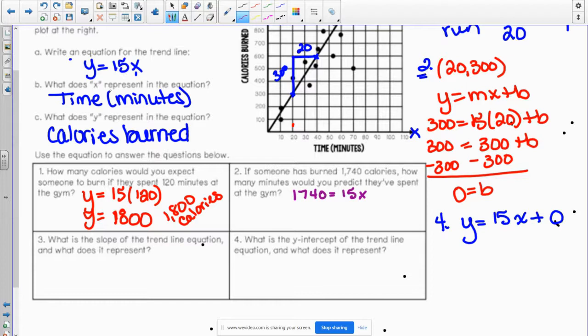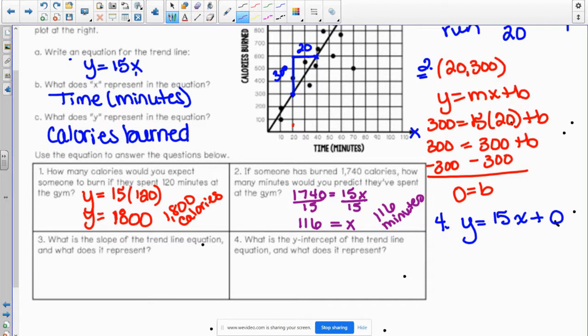So I don't know my x, which is the time. So it's an easy one-step equation here, divide by 15. So x is 116 minutes. Again, use your calculator to help you get that. So the label would be they spent 116 minutes if they burn 1,740 calories.